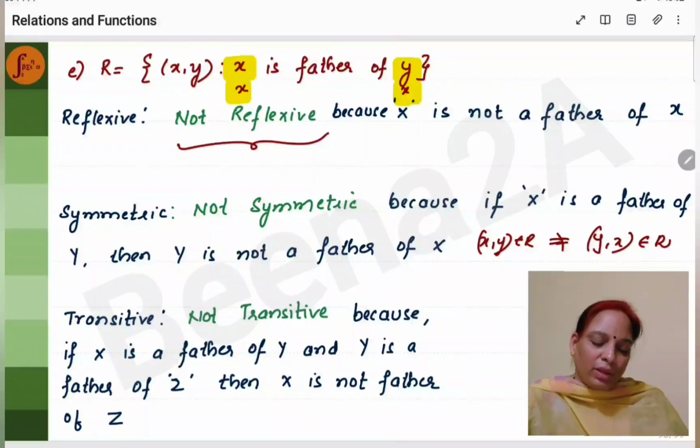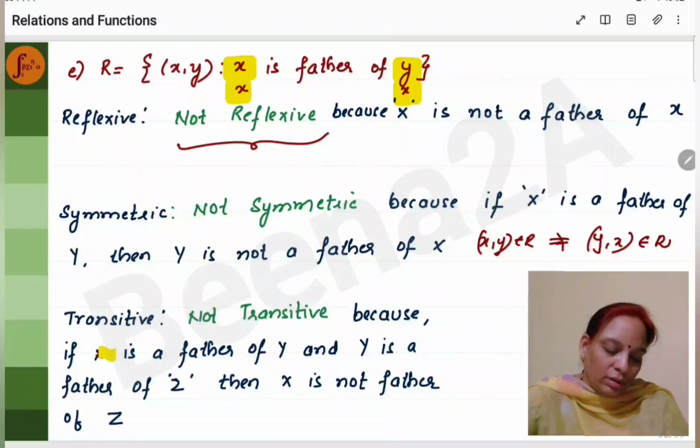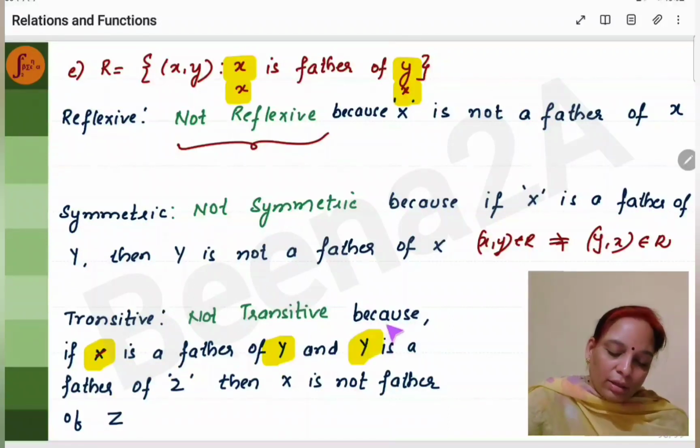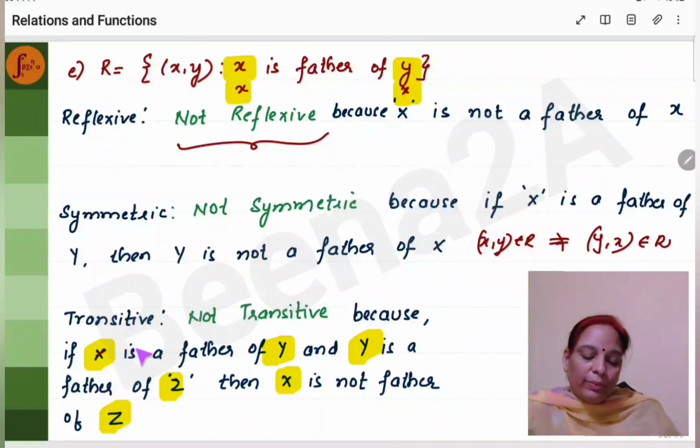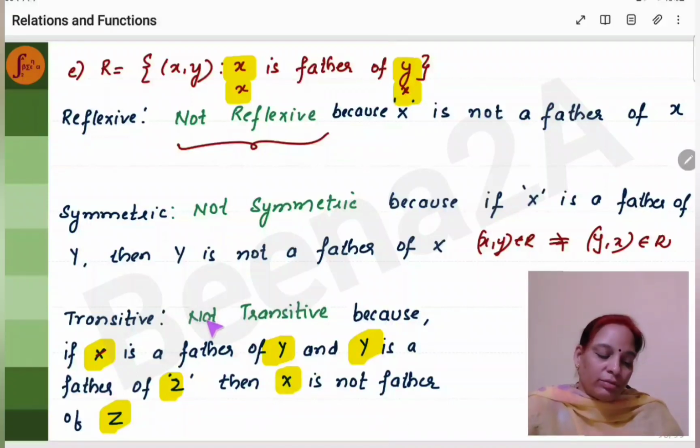Transitive, same thing. It will not be transitive, because if x is a father of y, and y is a father of z, then can I say x is father of z? That's not possible. If x is father of y and y is father of somebody else, how can x be father of z? That's not possible. So it's not transitive.